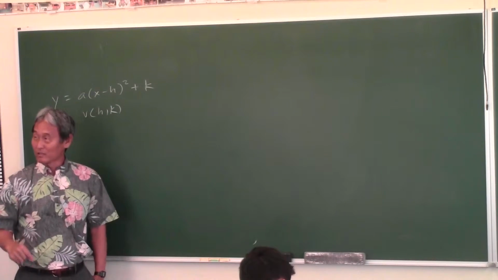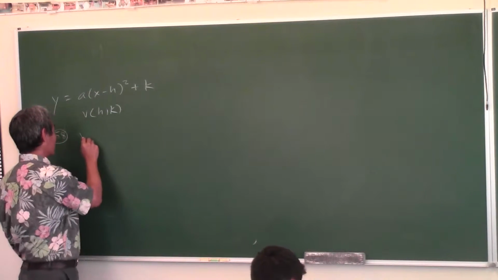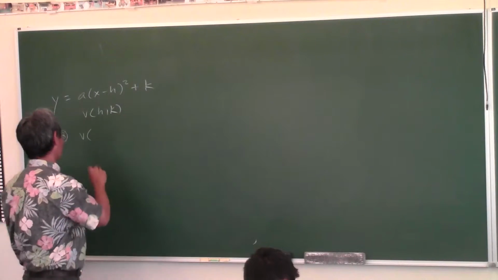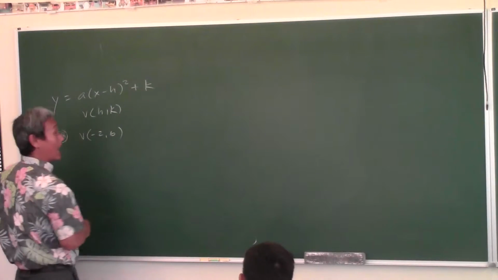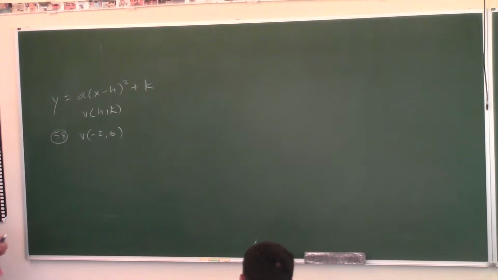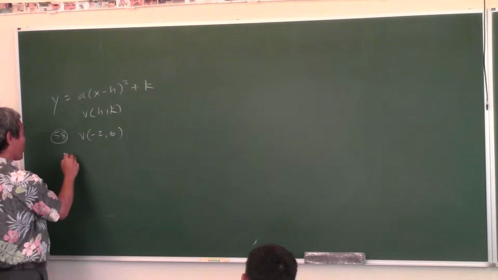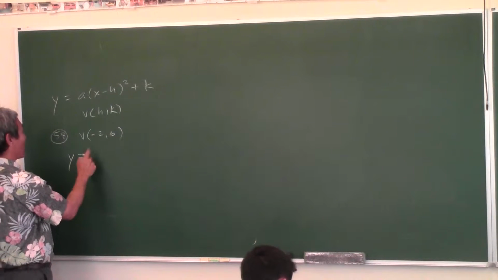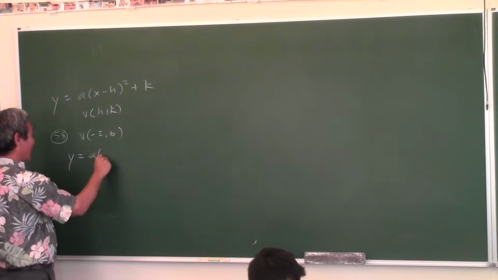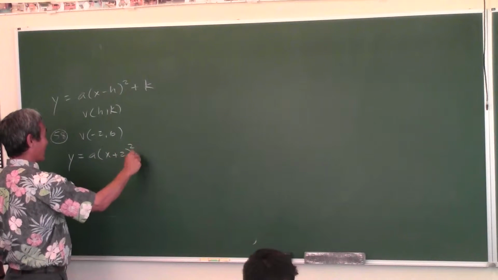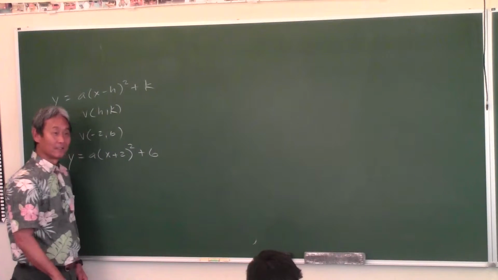Okay, now look at that picture. What are the coordinates of the vertex? Let me look at it. (-2, 6). See, I know the vertex. So all you have to do is put this in for h and put that in for k. Therefore, the equation of the parabola is y equals, just follow the form, a times (x minus -2), which is the same thing as (x plus 2) squared, plus 6.